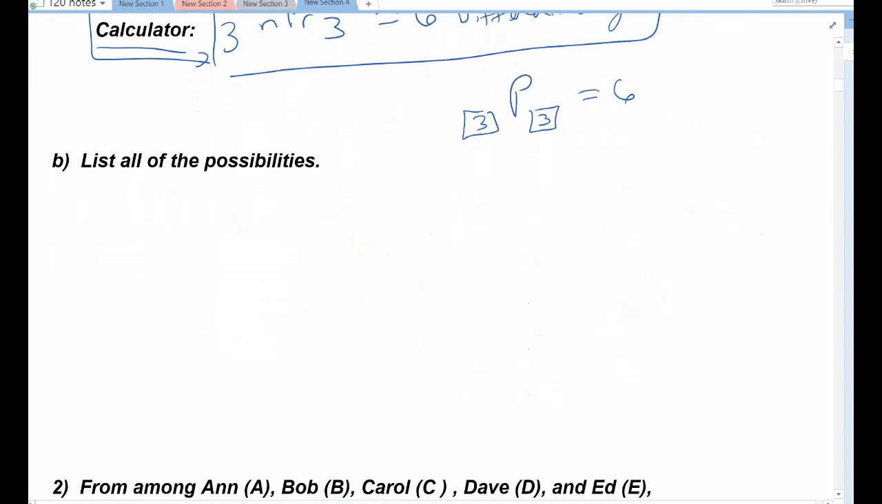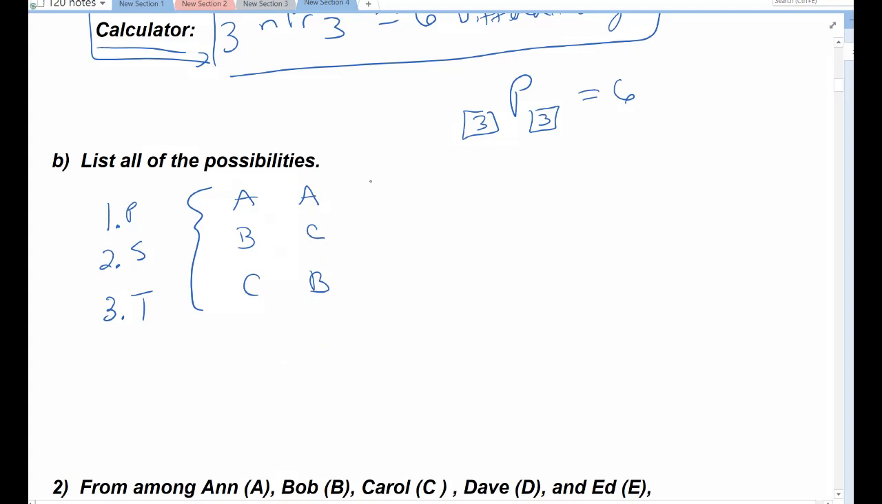Alright, now I'm going to list them. So I know there should be 6 outcomes. So the first spot's going to represent president, the second spot's going to represent secretary, and the third spot's going to represent treasurer. And I'm going to list them using A for Ann, B for Bob, C for Carol. And so I could pick Ann, Bob, Carol in that order, which makes Ann president, Bob secretary, Carol treasurer. Or I could pick Ann, Carol, Bob, which changes secretary and treasurer.